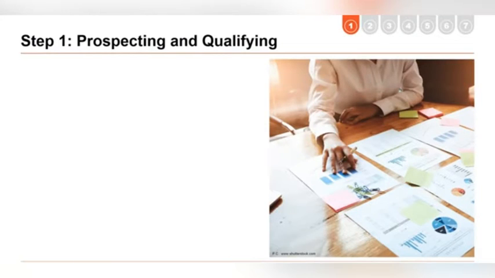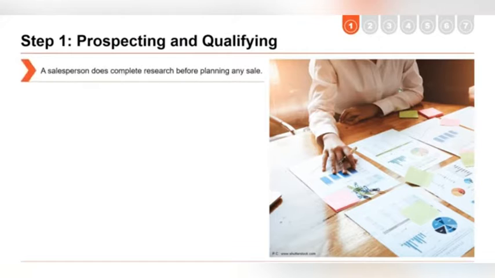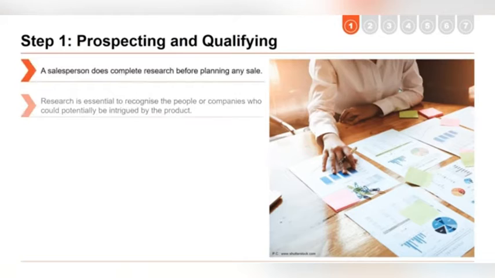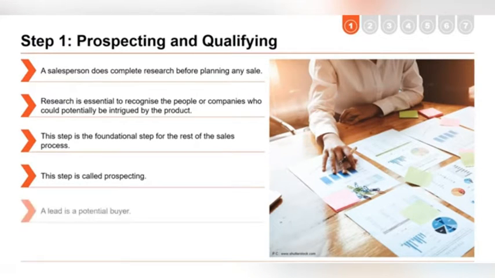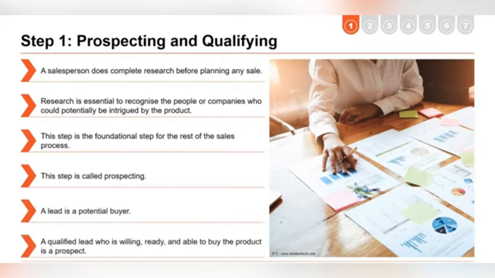And first step is prospecting and qualifying. A salesperson does complete research before planning any sale. Research is essentially to recognize the people or companies who could potentially be engaged by the product. This step is the foundation step for the rest of the sales process. This step is called prospecting. A lead is a potential buyer. A qualified lead who is willing, ready and able to buy the product is the prospect.